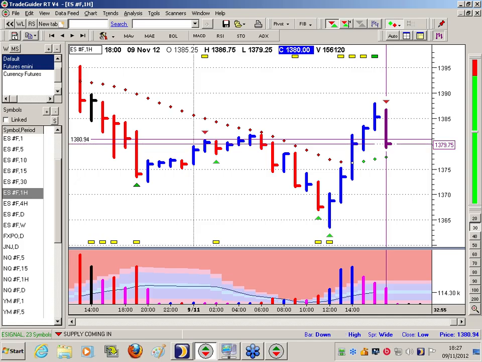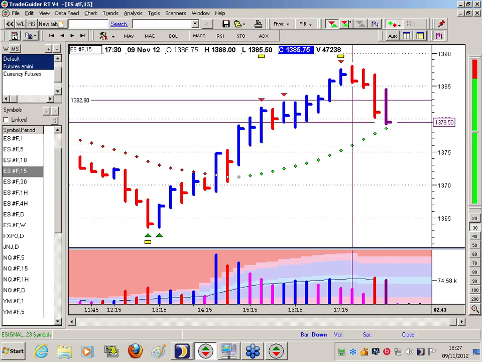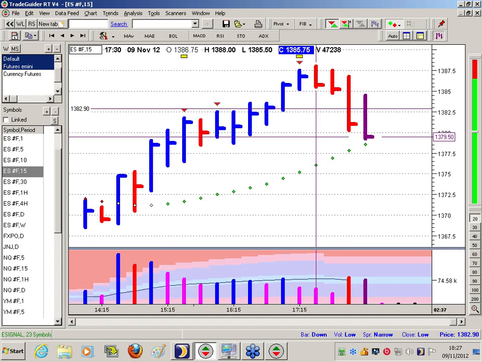Do you want to look at the 15 and the 5? Why not? Yeah, come on. This is a 15. Right, so that's the 15-minute chart. Is that 20 bars up there, Peter? Yeah, I do. That's better.